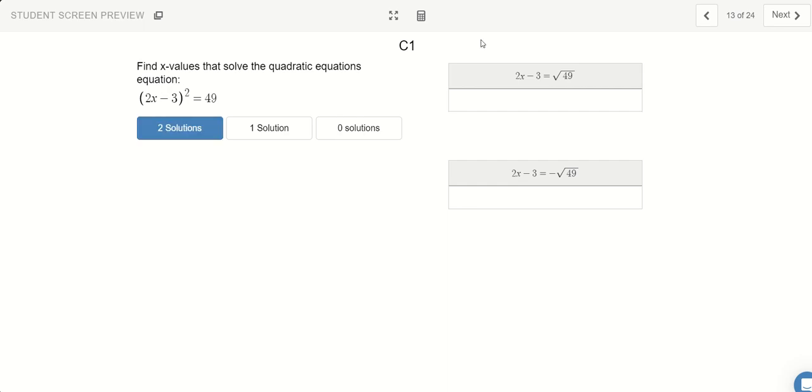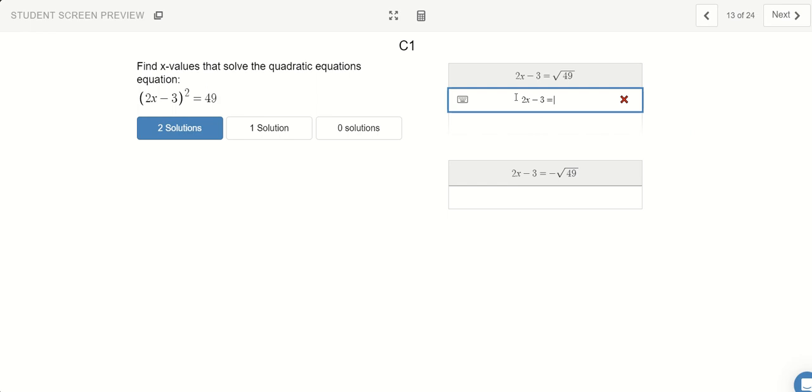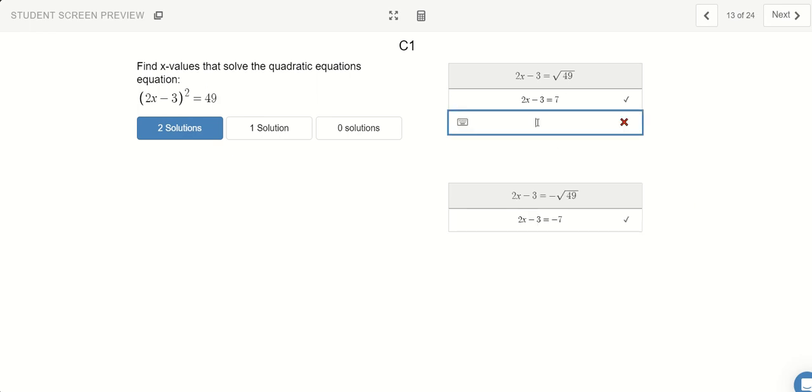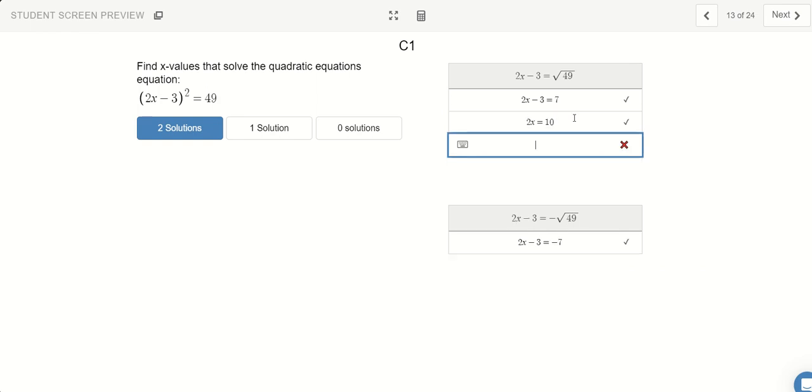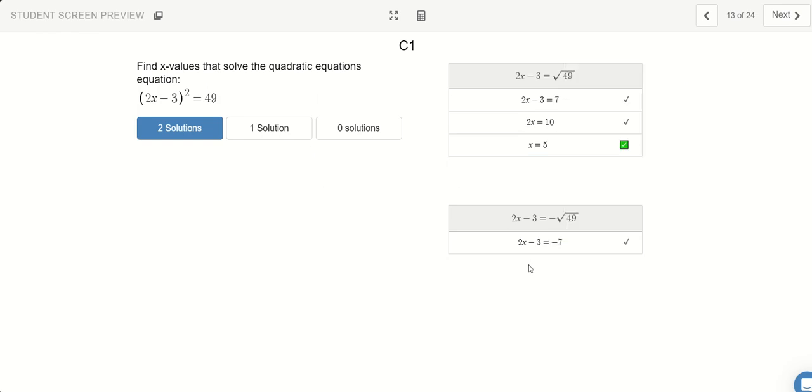This actually has 2 solutions. If I square root both sides, either 2x minus 3 can equal 7, or 2x minus 3 could equal negative 7. So let's see, if we add plus 3 to both sides, 2x equals 10. And if I divide both sides by 2, x is going to be 5. Over here, let's see, square root of 49 could be negative 7, because again, negative 7 times itself is going to be 49. So let's go ahead and plus 3 to both sides, and divide both sides by 2.